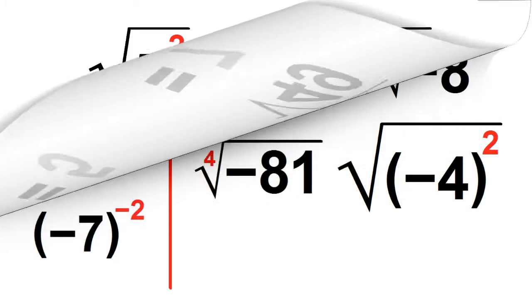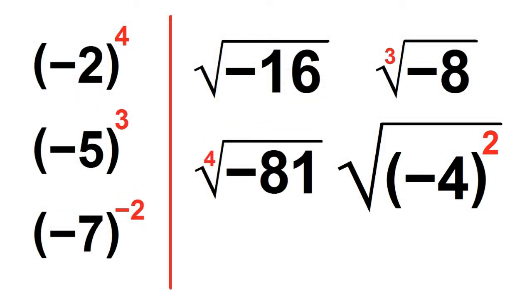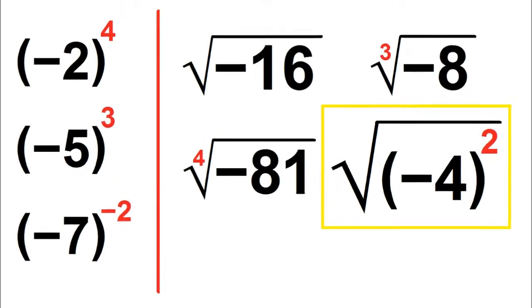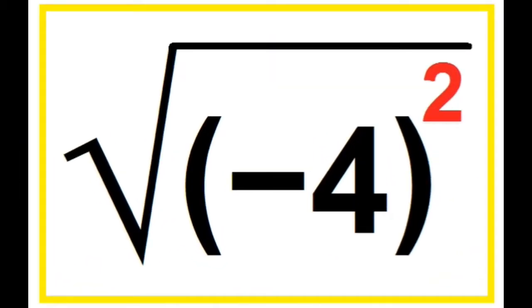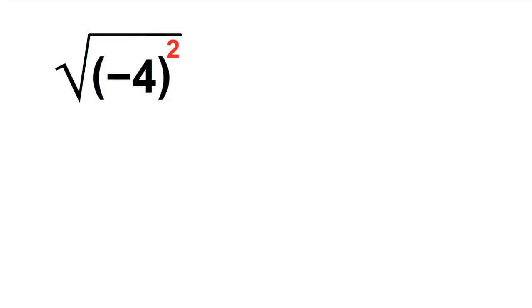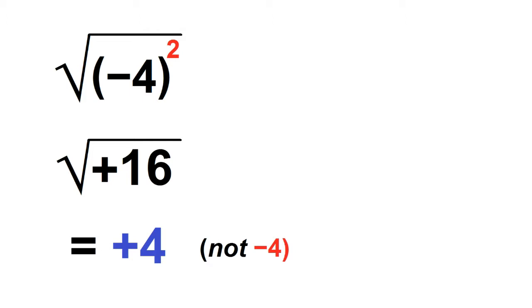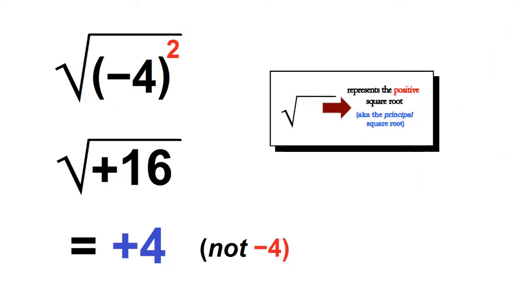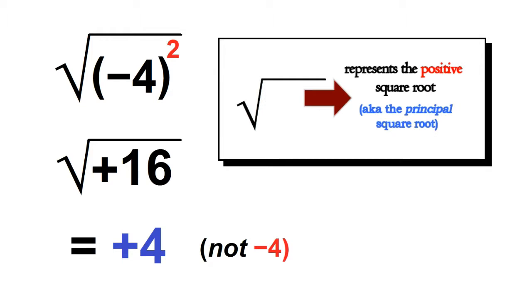At the end of my last lesson, I gave you guys some examples to try. One of them was this one, the square root of -4 squared. Now the answer to this question is actually +4, not -4. But that's only because the square root function only calculates the principal square root, something we covered 2 lessons ago.